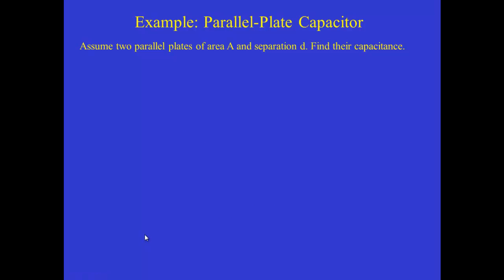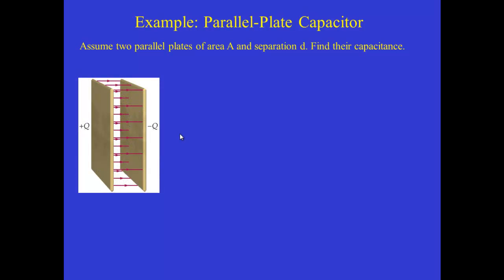Let's do an example. A very familiar case that you probably have seen before, so this will simply refresh your memory of how to find the approximate capacitance for a parallel plate capacitor. Assuming two parallel plates that have area A and separation D, what will be the capacitance? We first of all, following the first step, assume that the plates are charged with equal and opposite charges Q and draw the electric field lines.